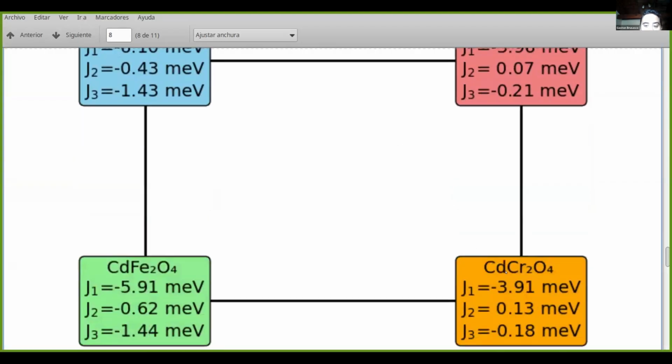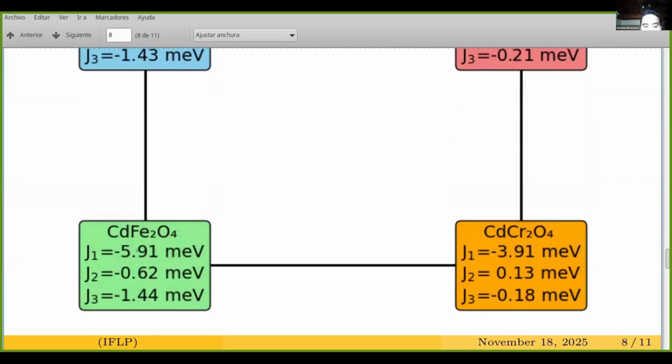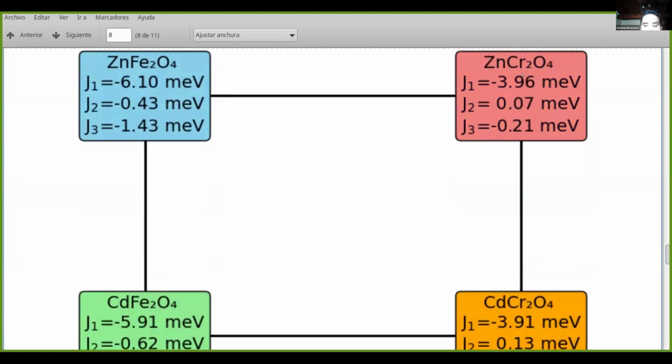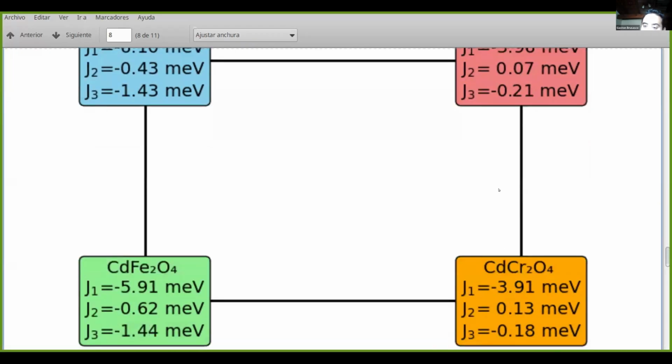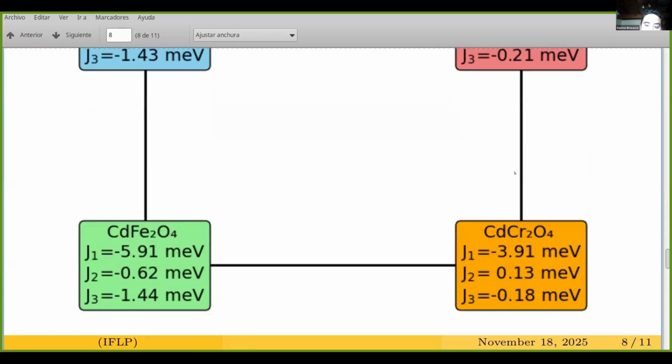And here, cadmium chromite, changing chromium to iron, J1 increases its value. In this case, chromium and chromium, changing zinc for cadmium, the J is very similar in both cases. All calculations are made with identical atomic positions.